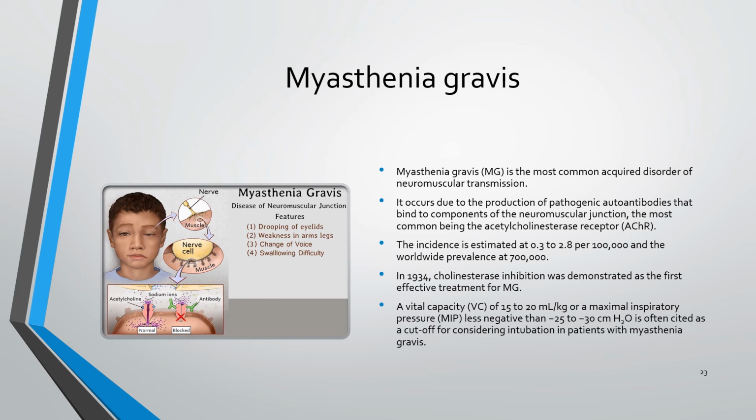Some of the pulmonary function tests that you want to do with this condition are a vital capacity, an MIP, and an MEP. Studies have shown that a vital capacity of 15 to 20 milliliters per kilogram or maximal inspiratory pressure of less than 25 to 30 is often cited as a cutoff point for intubation. Some of these patients end up being intubated, and these are telltale signs of what you're looking for if you happen to do a vital capacity or an MIP on these patients.